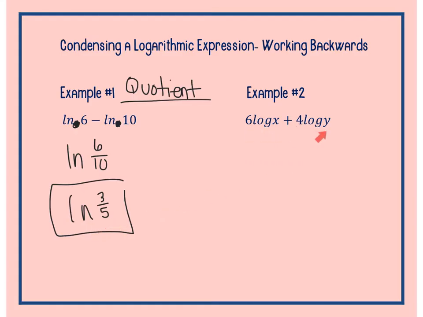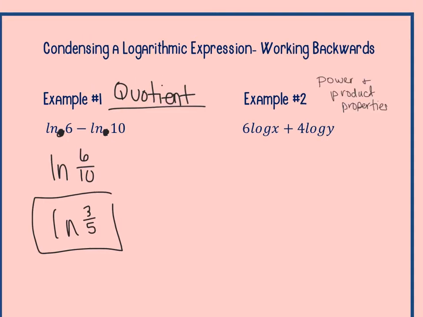So here I see a couple things going on. I see a plus sign. A plus sign signifies that it is the product property. But what about this 6 in the front and this 4 in the front? So I have 2 properties going on here. I have the product property and I have the power property.